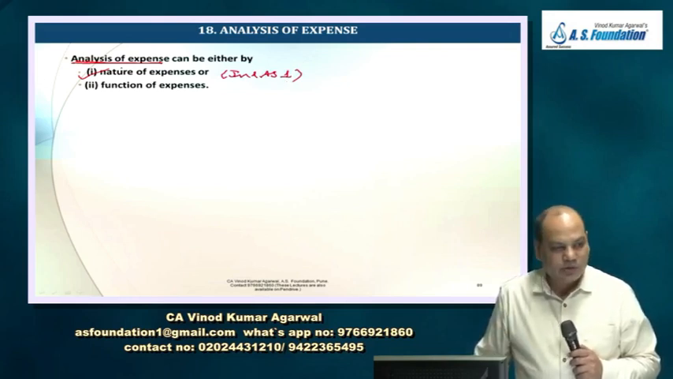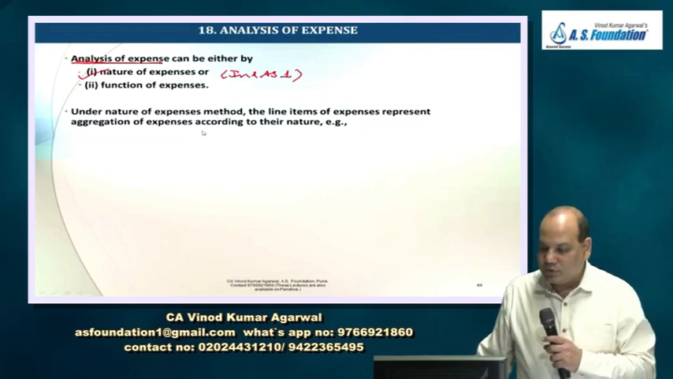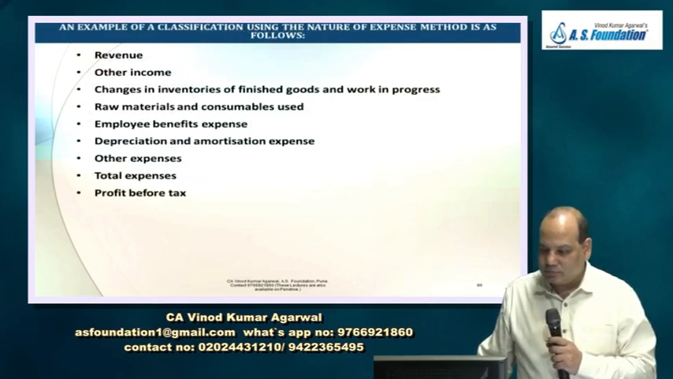Okay, one method is allowed, nature of expenses. So in all other chapters also this difference will appear again and again. IAS allows both. The Indian version IND AS allows only one. Under the nature of expense method, the line item of expense represents aggregation of expenses according to their nature. For example, purchase of material, cost of transportation, employee benefit, etc. Now there is a small profit and loss section I have prepared. So this will give you a hint that this is nature wise presentation.